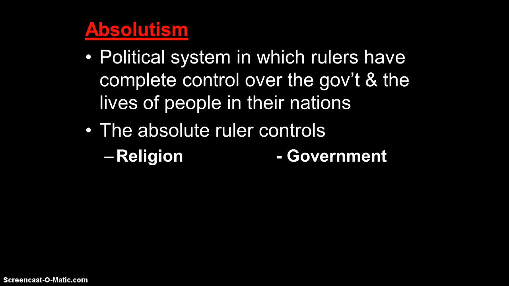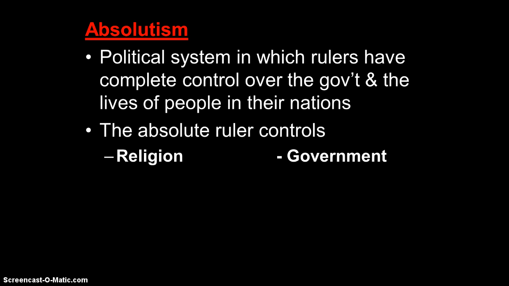Religion, government. There's going to be times in different countries, especially England, where it's going to be okay to be Catholic one day, and then the next day you have to be Protestant, and then the next day you're going to have to be Catholic again, and then you become Protestant, and things keep flipping because your monarch tells you this is your religion. They have absolute power over you.